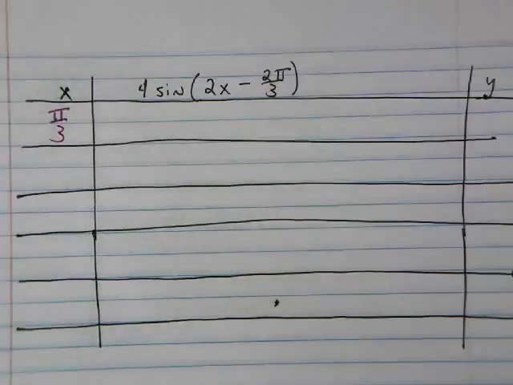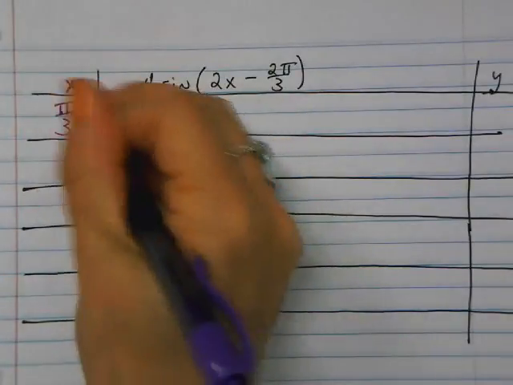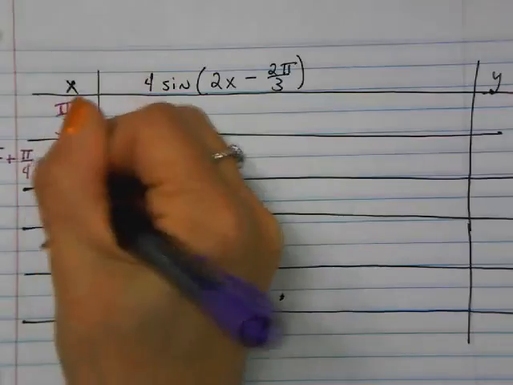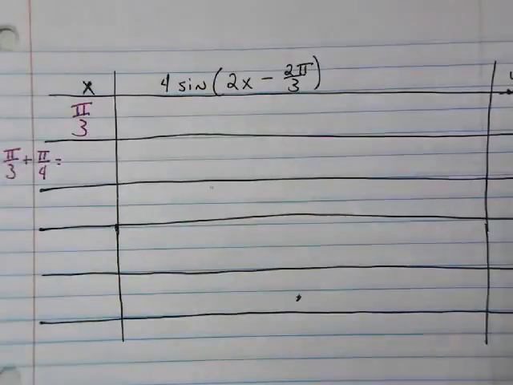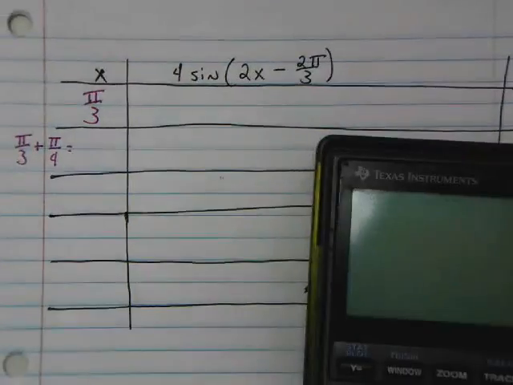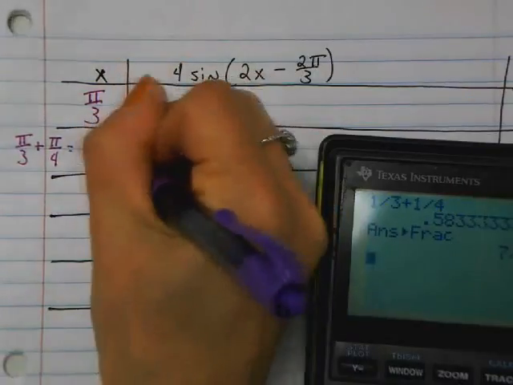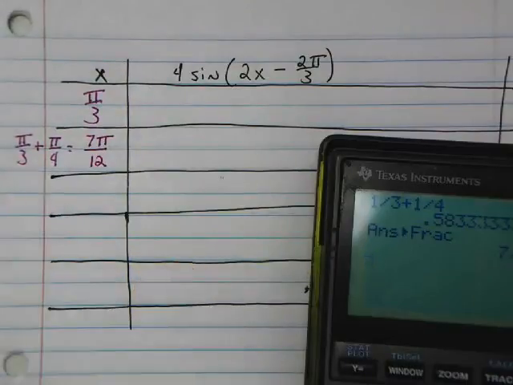Alright? Now, my key points were at pi over 4. So I take my beginning point, pi over 3, and I add pi over 4. First I want to fill in our x values. I would recommend you grab your calculator. Most of you can't stand fractions, so let's use the tool we have. 1/3 plus 1/4 gives me 7/12. Now, do you have to use the calculator? Certainly not. You could get a common denominator of 12 and go that way.